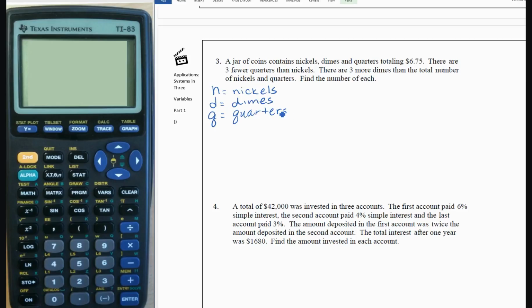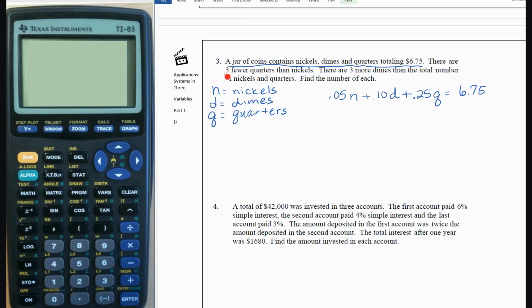Okay, so we know that nickels are, and this is how many we have of each. We know nickels are worth 5 cents. So if we look at the first line, a jar of coins contains nickels, dimes, and quarters totaling $6.75. That means if we take 5 cents for every nickel plus 10 cents for every dime plus 25 cents for every quarter, we get our total $6.75.